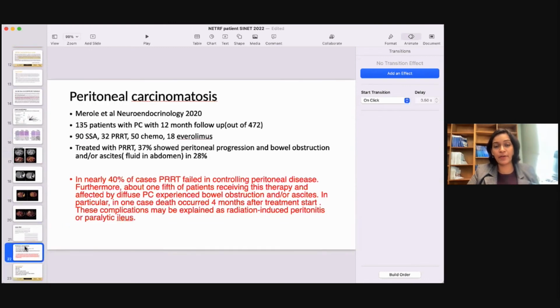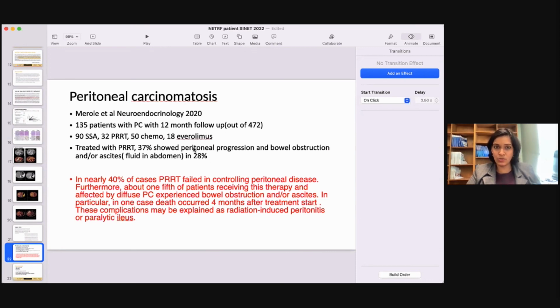There was one question about peritoneal carcinomatosis. Why does it seem like it's not as responsive to PRRT? So briefly, this is one study that looked at patients who had peritoneal metastasis. 32 patients were treated with PRRT, and 40% actually had growth in the peritoneum. And further, a lot of these patients experienced bowel obstructions or ascites, which is the fluid buildup.